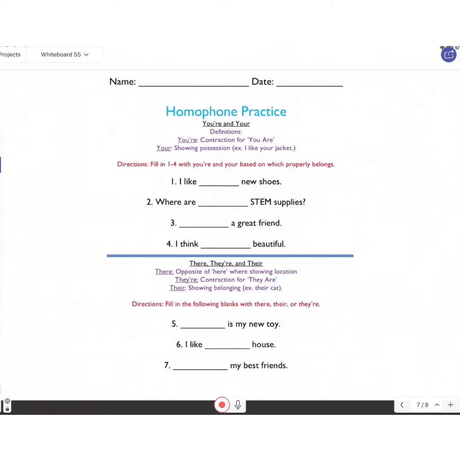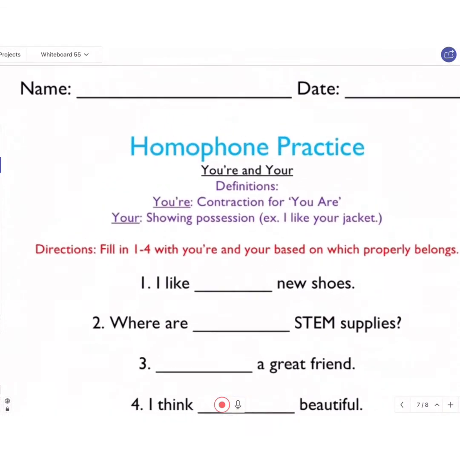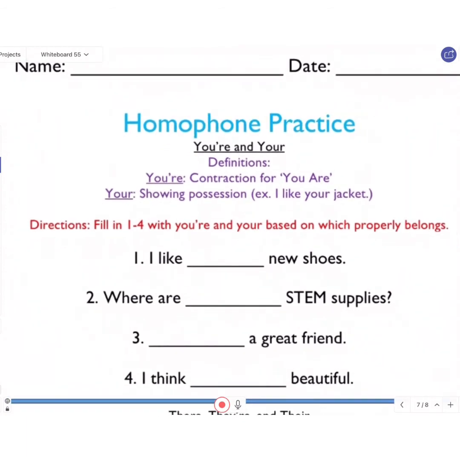For homophone practice, we have the words your and their in our high frequency words this week. So it's important we understand the difference of these words. So remember, homophones are words that sound alike but are spelled differently and have different meanings.